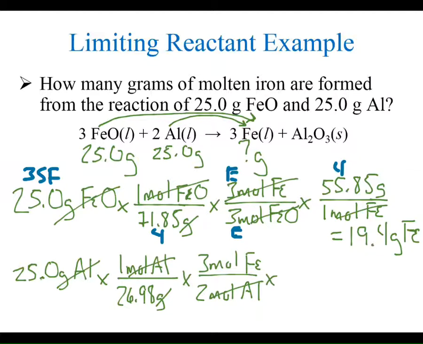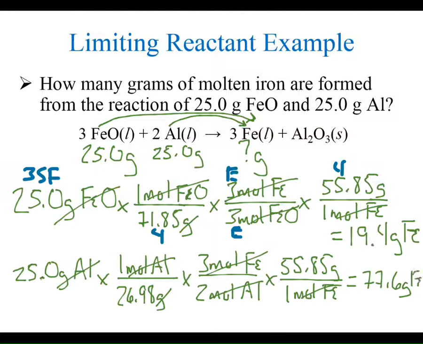And then I got moles, I want mass, so we'll use molar mass. 55.85 grams is 1 mole of iron. So 77.6. So I have enough iron(III) oxide to make 19.